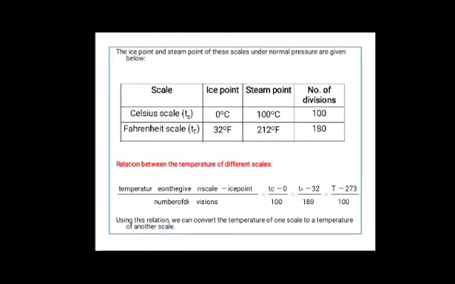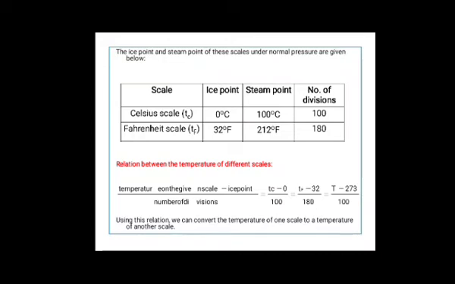Okay. So ice point in Celsius is 0. In Fahrenheit it is 32. In Kelvin scale it is 273. Actually it is 273.15. Approximately we are taking it as 273. Similarly, steam point in Celsius scale is 100 degree centigrade. In Fahrenheit it is 212 degree Fahrenheit, and in Kelvin scale it is 373.